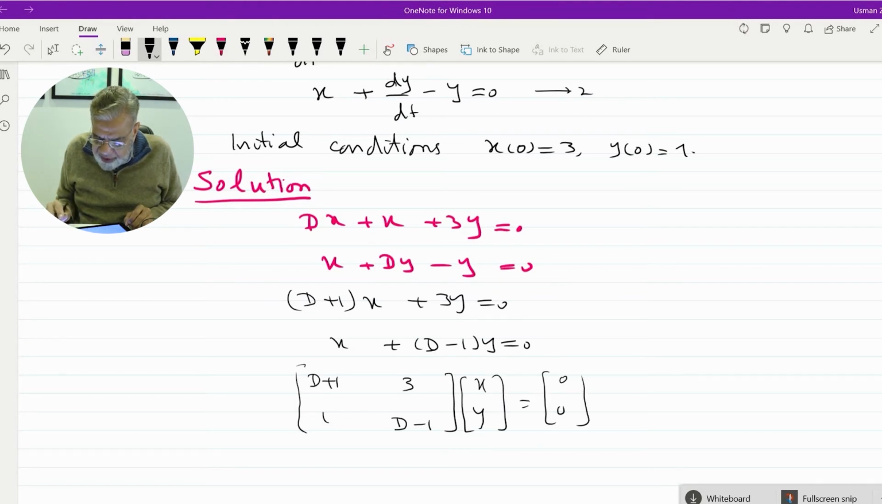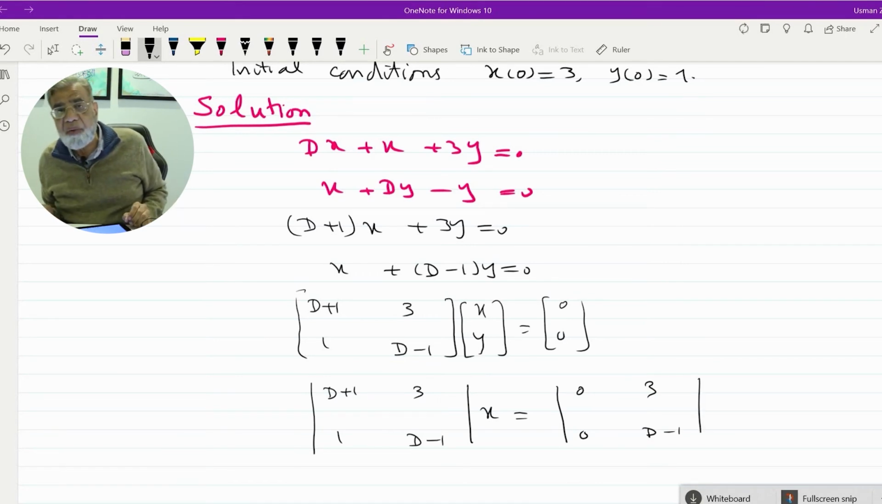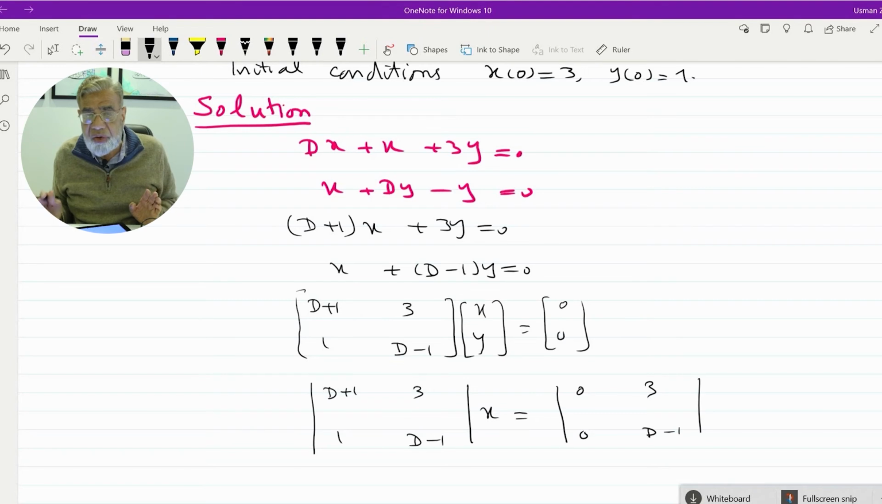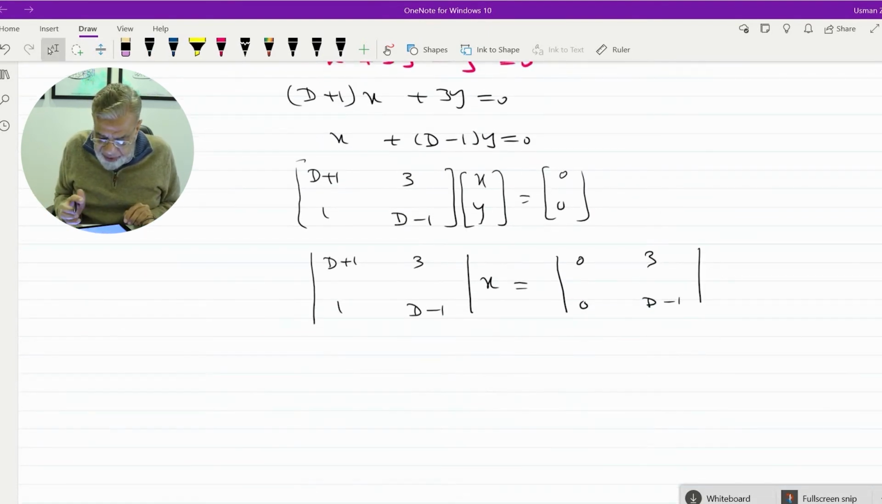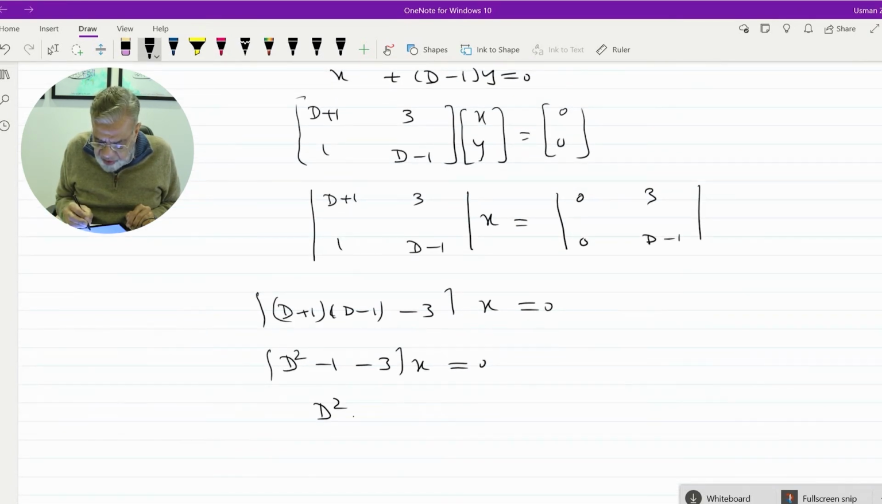So it's very simple for me. I use Cramer's rule to find x. I get the coefficient matrix d plus 1, 3, 1, d minus 1, times x, and on the right I get 0, 0 with 3, d minus 1. When any row or any column of a matrix is 0, the determinant of that will be equal to 0. So my right hand side is 0, and my left hand side is (d plus 1) into (d minus 1) minus 3, into x, equal to 0. I simplify this and get (d square minus 1 minus 3) into x equal to 0. So I get (d square minus 4) into x equal to 0. This is my equation 3.